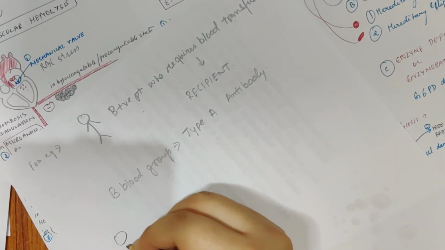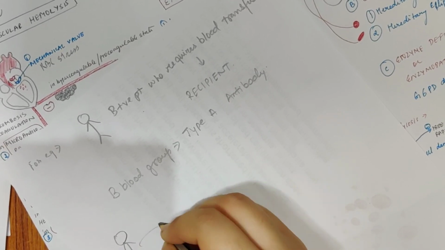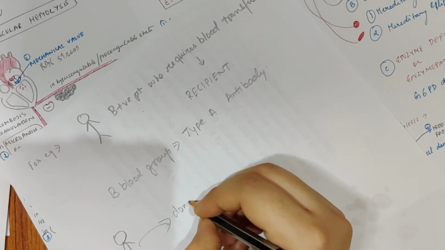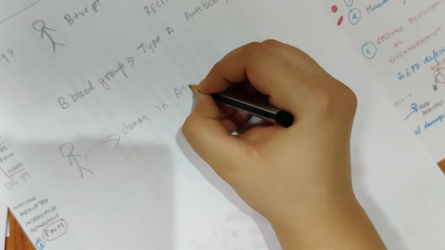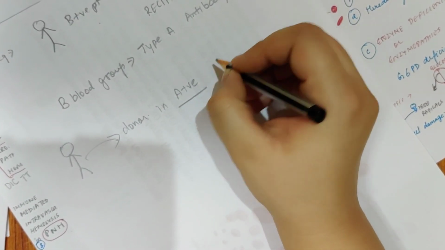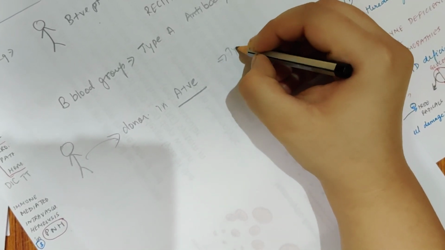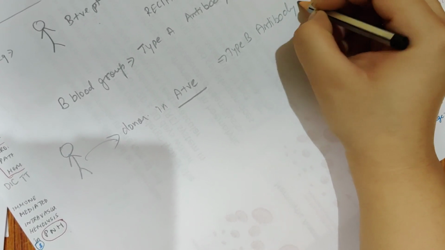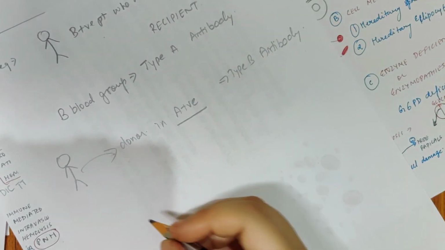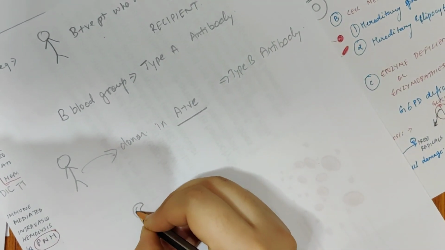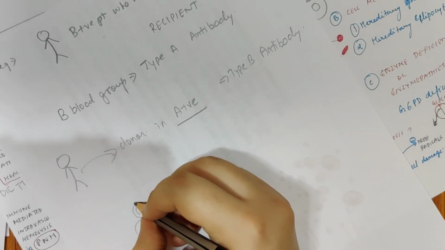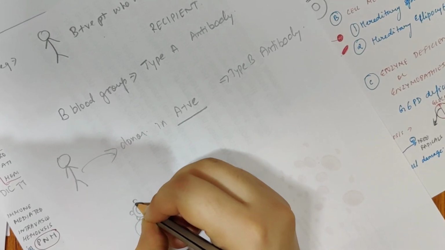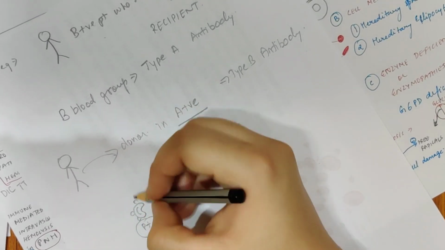Now the donor is a person who gives blood. If the donor is A positive, what antibody will he have? He'll have type B antibody. So now what will happen? This is the RBC of the patient. You have a lot of receptors. What are these receptors? These are receptors for antibodies.